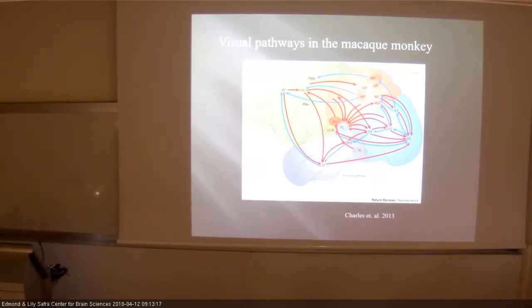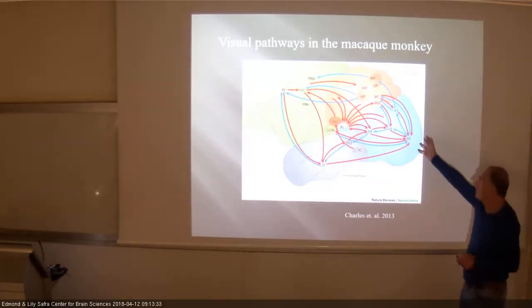That's the back of the brain. The eye would be here. Information comes from the retina via the thalamus to V1. And then what you see, the arrows correspond to connections between various areas. So as you see, there's a plethora of different areas.